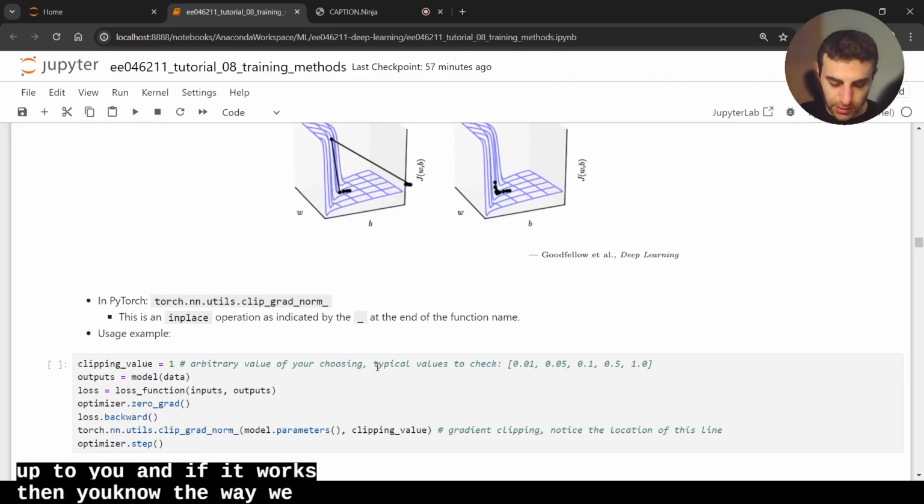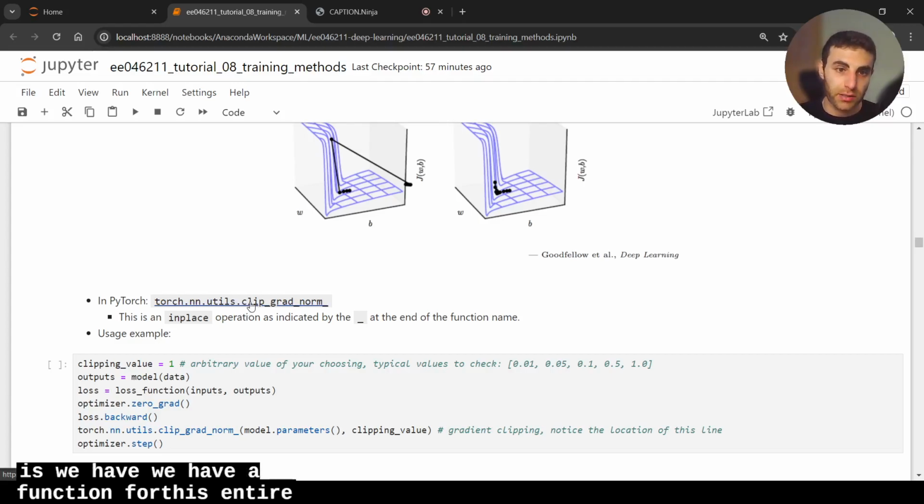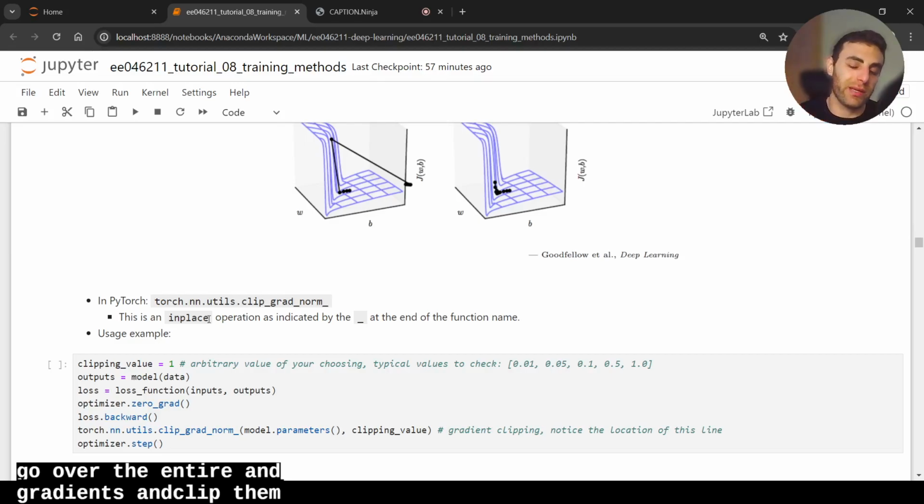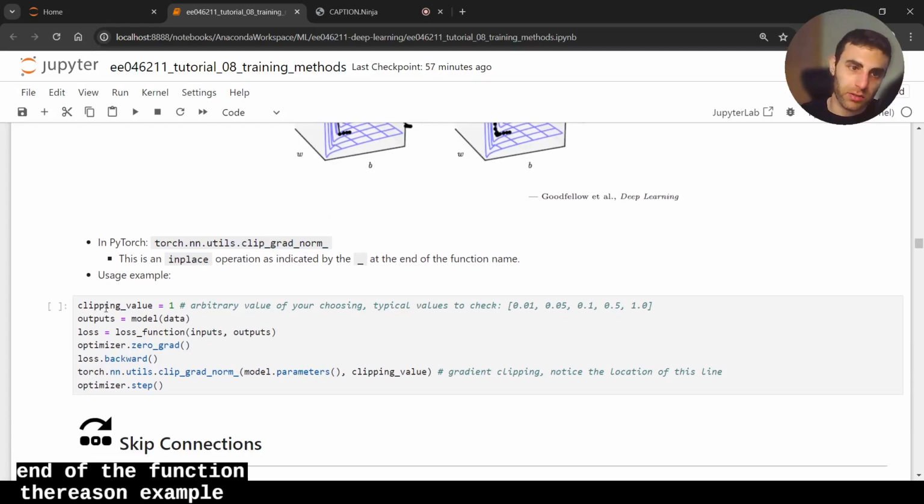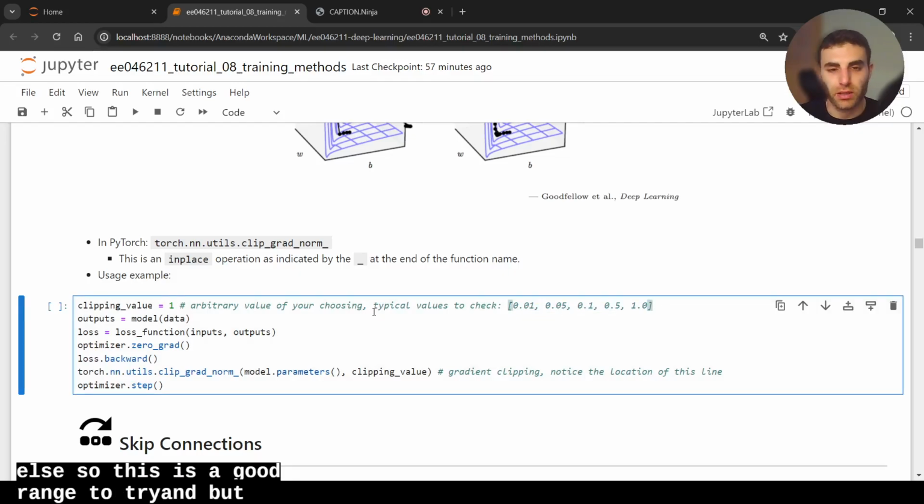Now, the way we do this in practice is we have a function for this in PyTorch. It's called clip grad norm. This is going to be an in-place operation. This means it does not create a copy in memory. We just go over the entire gradients and clip them if they are above a certain value. Usually in PyTorch, in-place operations are marked by this underscore at the end of the function. So here's an example. Choose your clipping value. It's a hyperparameter like anything else. This is a good range to try, but of course it can also be outside of this range. You need to find it.